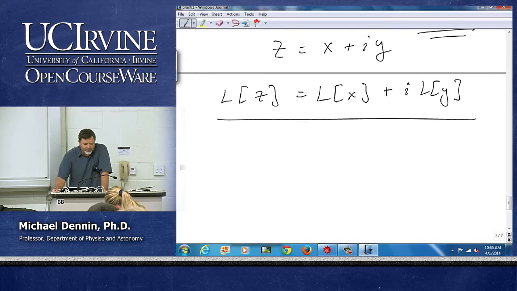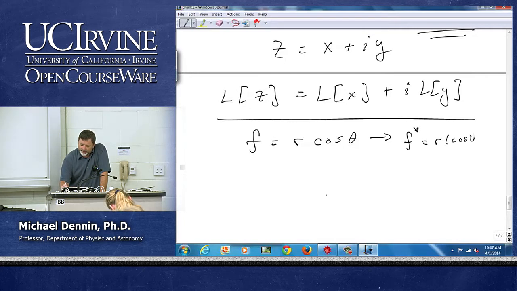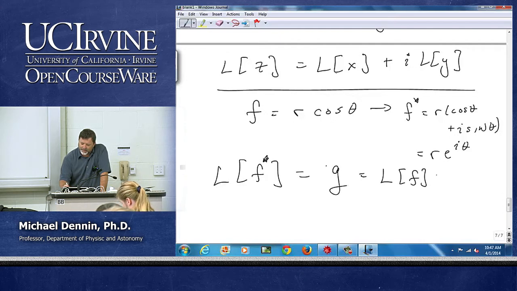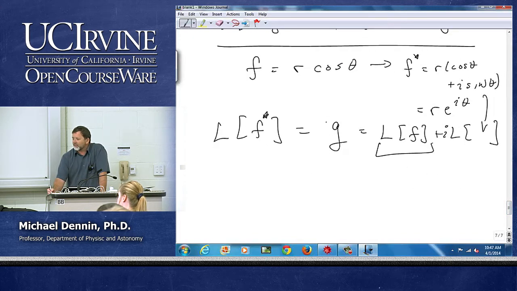And because of this, the fundamental thing we can do is, if we have some behavior where we're starting with a cosine theta type behavior, I can then write it as r cosine theta plus i sine theta, which is r e to the i theta. I can then act with my linear system on f star. I'll get some answer, call it g, right? That is the same as L acting on f plus L acting on this other piece with an i in front of it. So if I want to know what L acting on f is, I just take the real part of g at the end.